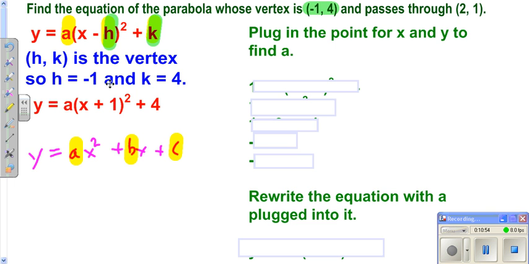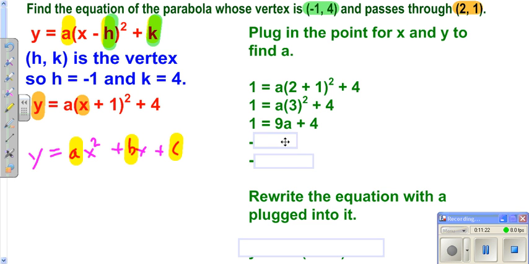So it's x minus the -1, or x plus 1. So now all we have to do is go ahead and try to find a. To find your a value here, I'm going to take my point of 2, 1, plug that in for my x, which is 2, and my y, which is 1, to be able to help me out. Well, when I do that, I have 1 is equal to a times my x coordinate of 2 plus 1, all squared, plus 4. Solving this for a then tells me my a value is -1/3.